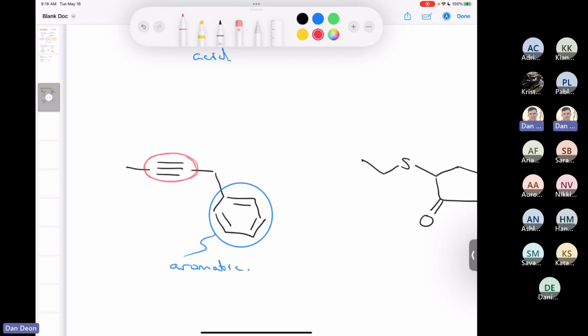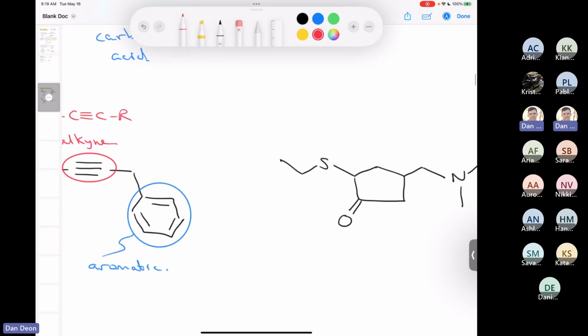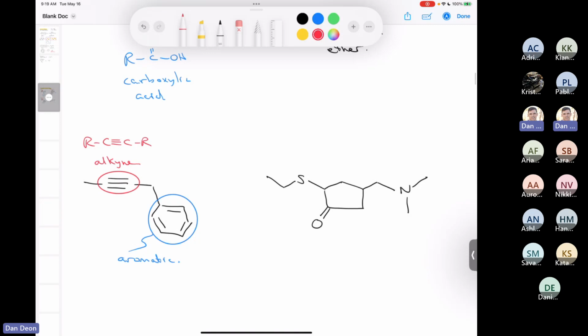Here we go. So when we have a carbon with a triple bond on it, like that, this is an alkyne. There we go. And the last one, let me just zoom out here. The last one, there's three functional groups in this one. Can anybody identify any of them?